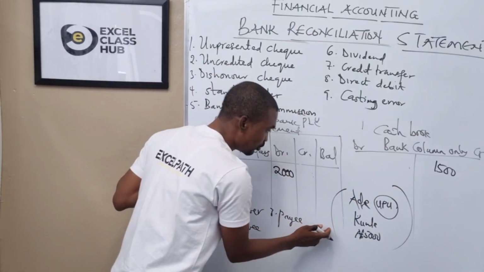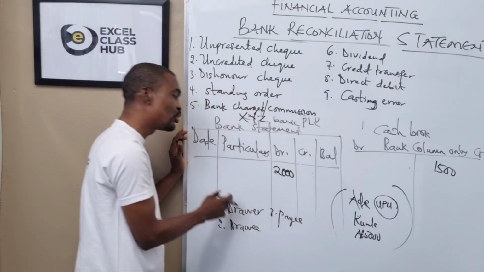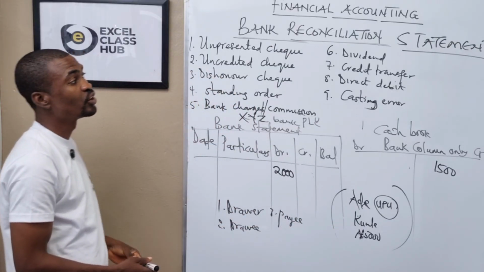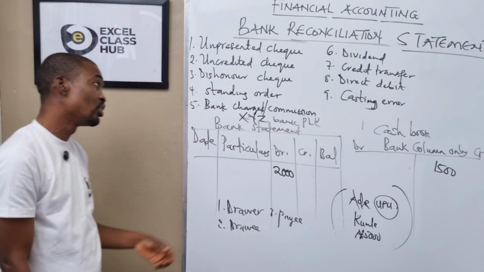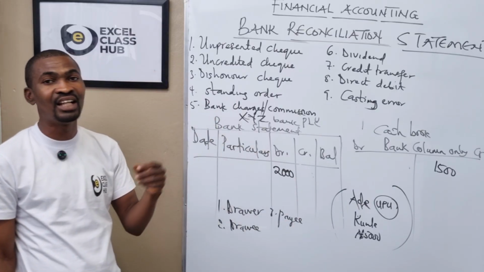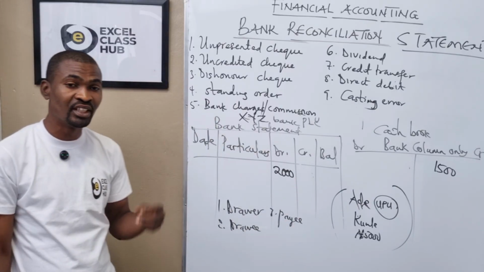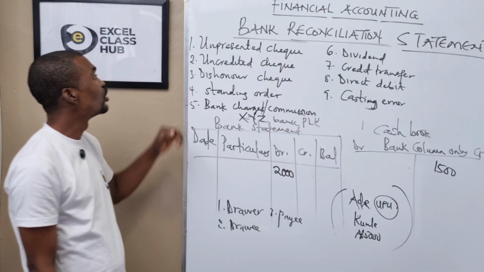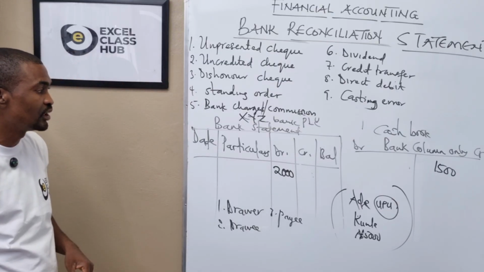But the person, which happens to be Kunle, is here to present the check for payment. So it's going to lead to disagreement between the cash book and bank statement. So unpresented checks are standing checks that are yet to be presented for payment. Number 2 is uncredited check.